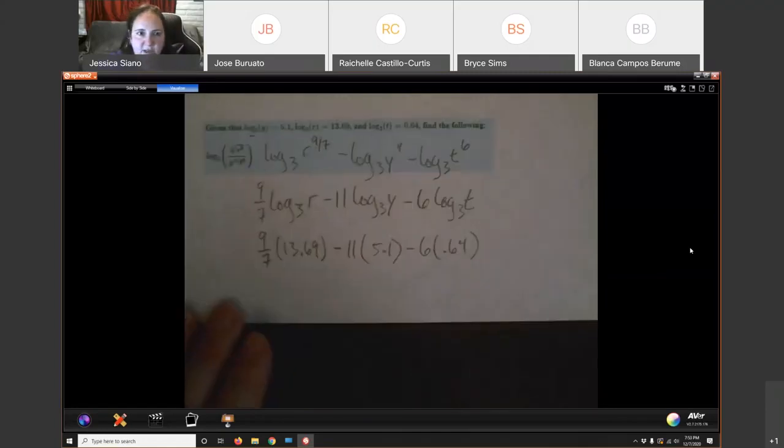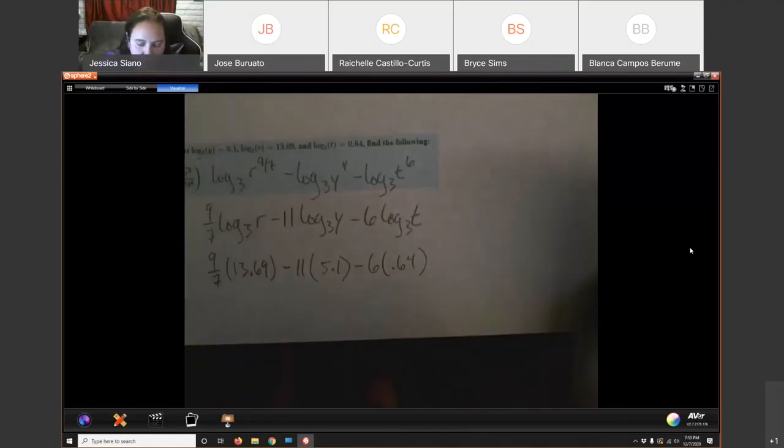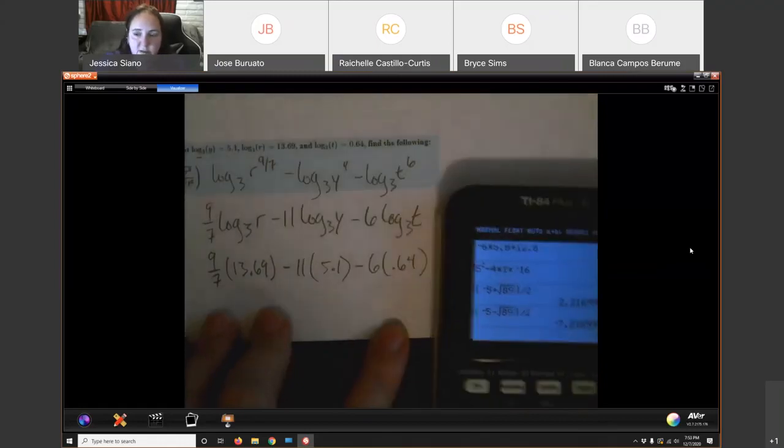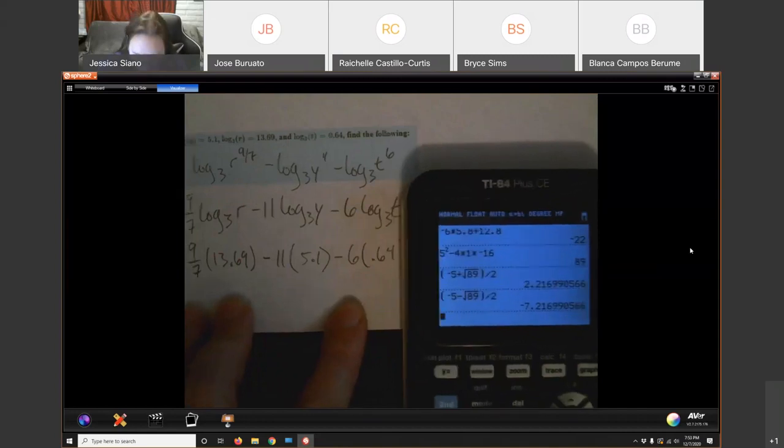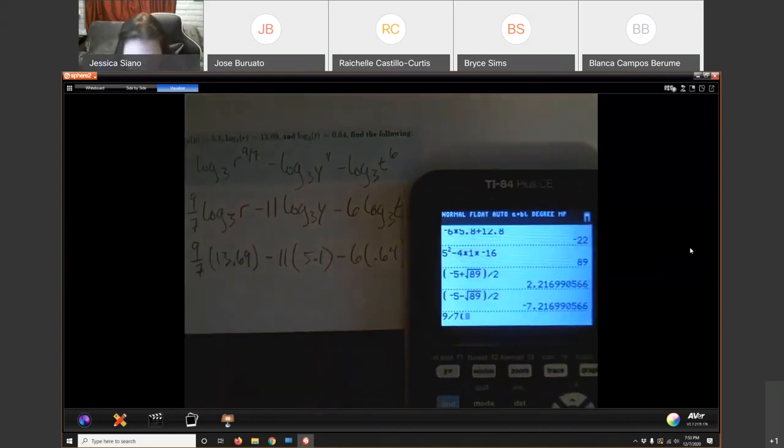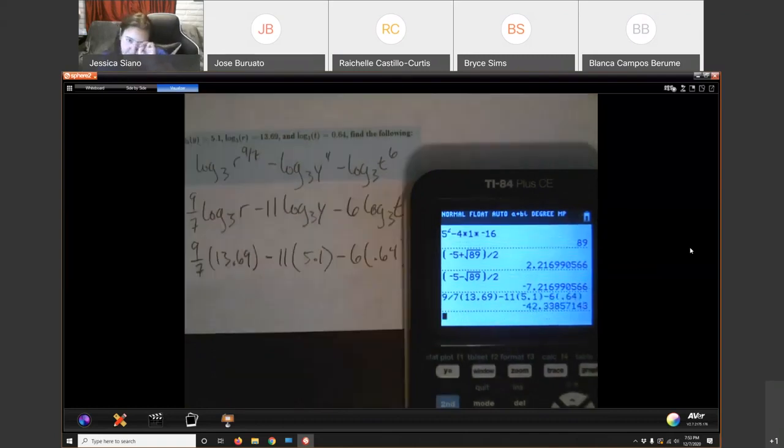And now that's just a calculator thing. So let's plug it in. There we go. 9/7, 13.69. Oops. 11, 5.1, 6.64. I cut off how many decimal points, so let's just do 3. Negative 42.339.